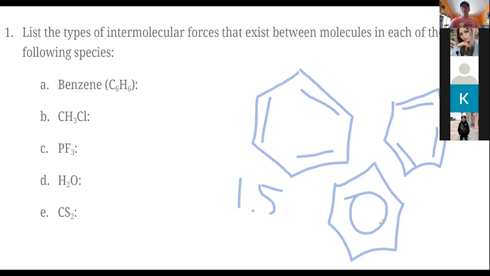So if I have two of these things together, what kind of intermolecular forces can I have interacting between them? Can I have hydrogen bonds?